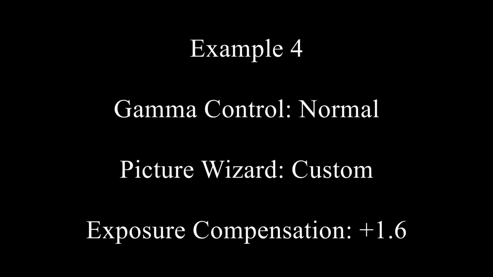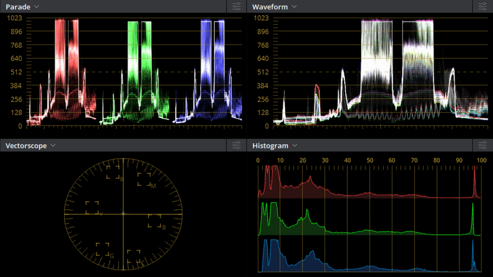Example 4, gamma control normal, picture wizard custom, exposure compensation on this occasion is +1.6. Let's take a look at our scopes and we have an even broader range in our shadow areas and the highlights are still not clipping. Let's take a look at our increased gamma shot and as we zoom in, we can see even less artifacts than the previous example.